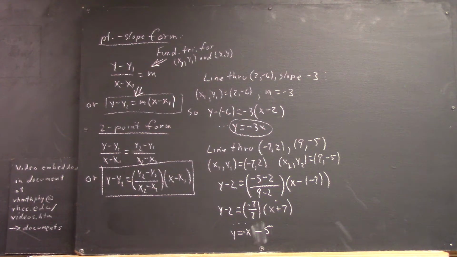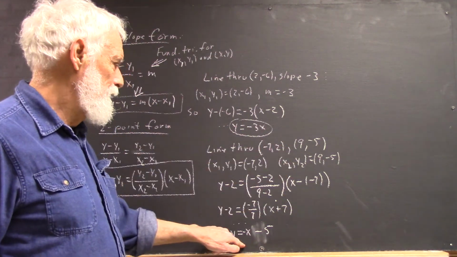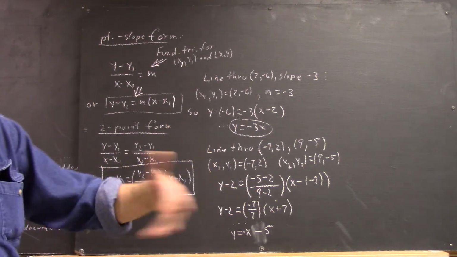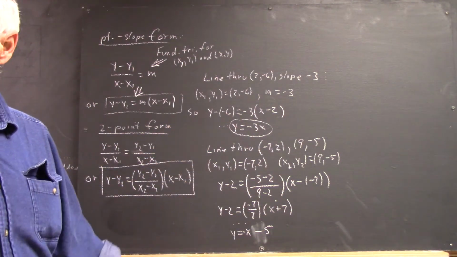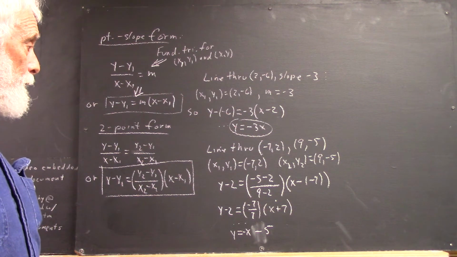That's still not right. If we put 9 in here, we get negative 9 minus 5. That's negative 14. It's not negative 5. So, you know, I'm being completely ignorant. Tell me what I'm doing wrong. You said negative 14.